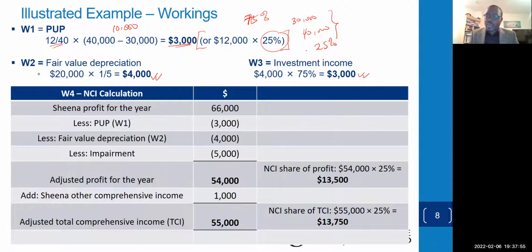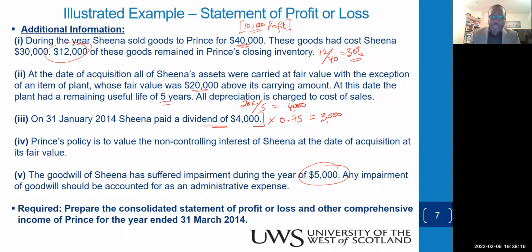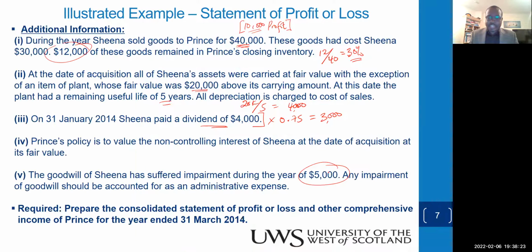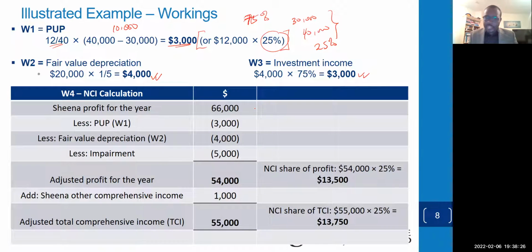Now in the NCI calculation, we want to see the portion that should be attributed to the NCI. Something is popping up on my screen. Let me close it. Okay, we now need to look at which profit should be attributed to the NCI. The Sheena's profit for the year, we pick directly from the books. Let me go one step back. Profit for the year, 66. Out of these 66, we put everything there. That's the profit for the subsidiary.